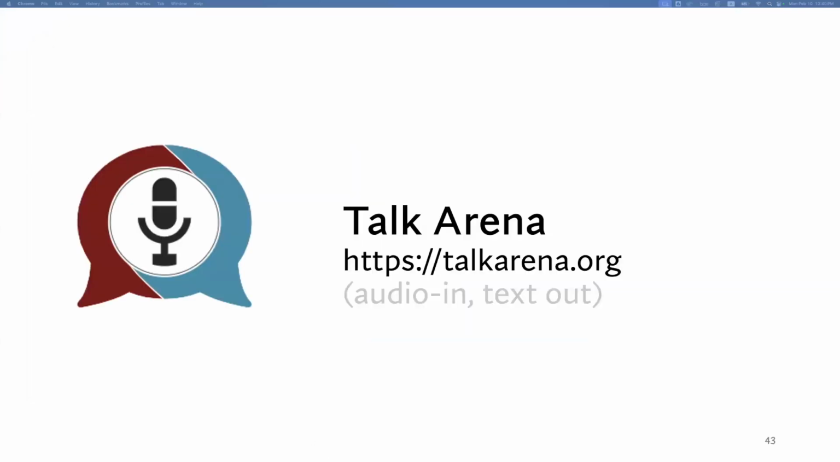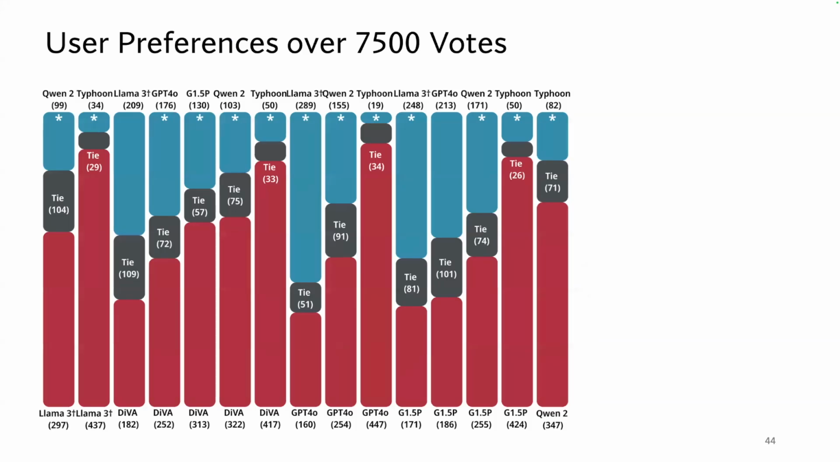Okay. So going back to the talk arena, we have actually collected over 7,500 votes. As you can see, compared to many of the recent models, Diva does pretty well when it comes to everyday queries, with a pretty reasonable win rate. This win rate basically means that across such pairs, how many times Diva wins compared to others. So this is my second part.